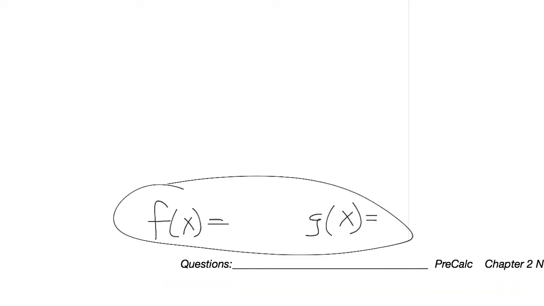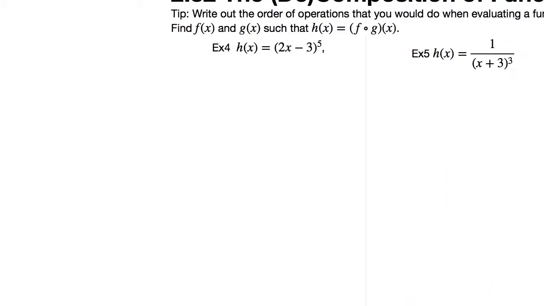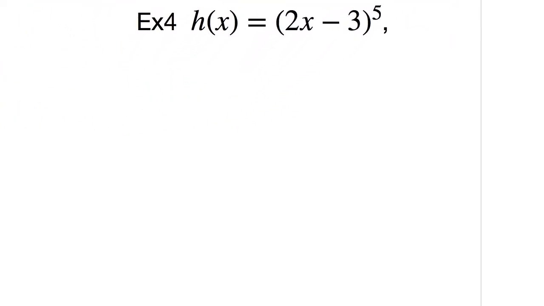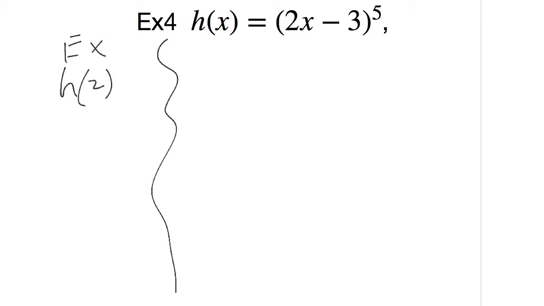Find f and g in such a way that when you compose them like this, you get back to the original h. So let's decompose them, let's break them up. The tip is to write down the order of operations that you would evaluate. So let's do some pre-work here on the side. For example, pretend you just had h of 2 that you had to evaluate. The first thing you would do is substitute for x, and then you would multiply by 2, and then you would subtract 3, and then you would raise it to the 5th power because everything else is inside parentheses.